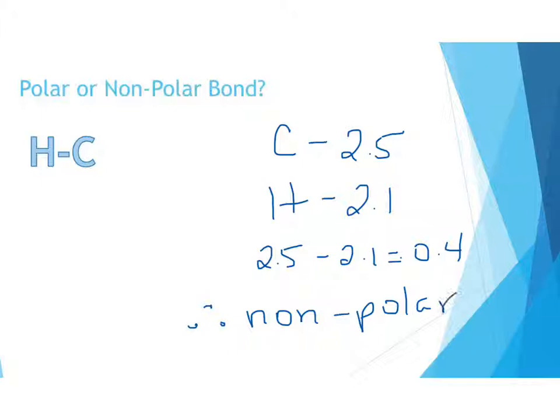When you have nonpolar bonds, you do not indicate a negative or positive end because the bond is nonpolar. That means there is no negative or positive end.